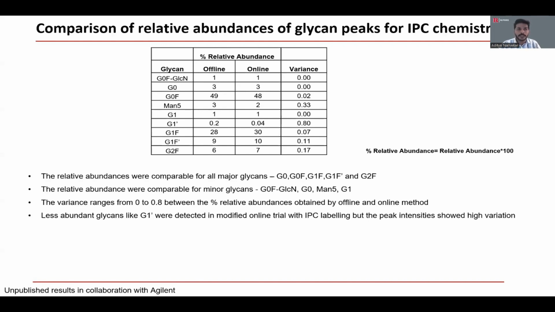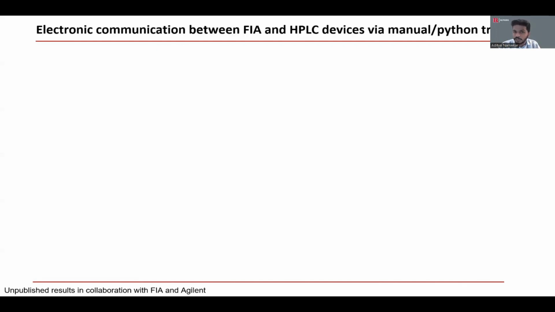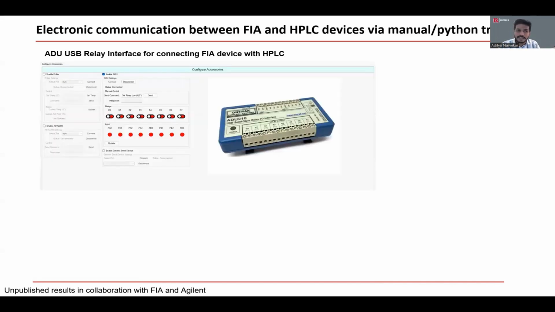So after setting up this, the next part was moving from at-line to online. To move the workflow from at-line to online, as I described, the basic step is the automation of the sample handover from the PAT analysis to the HPLC. Now, for sample handover, there has to be some communication between the devices. The electronic communication between our flow injection analysis and the HPLC is by means of this software screenshot that I have presented on the screen and the device which is being represented here. This device basically acts as a connection between the flow injection analysis and the HPLC.